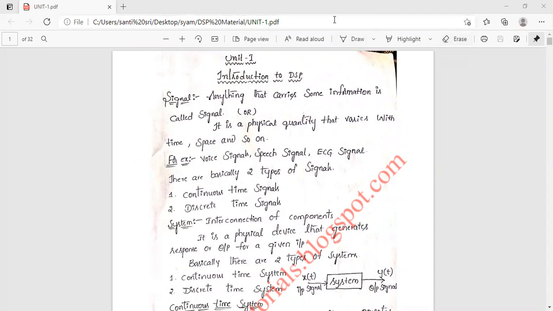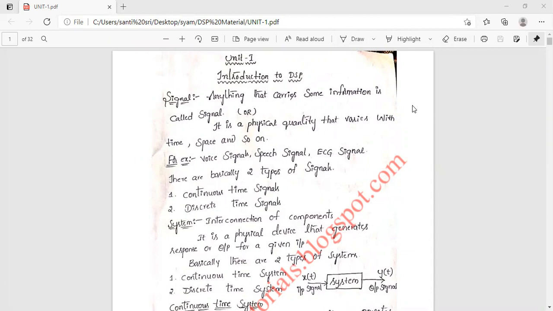As we already discussed the definitions of signals and systems. A signal is a physical quantity that varies with time, space, and so on. Or we can define a signal as a function of one or more independent variables, right? If it varies with one variable, it is a single dimensional signal. And if it varies with n number of variables, it is called an n dimensional signal, right? So basically, signals are of two types: continuous time signal and discrete time signal.